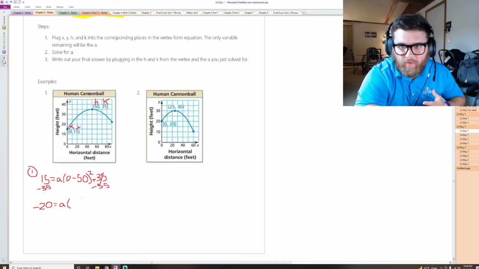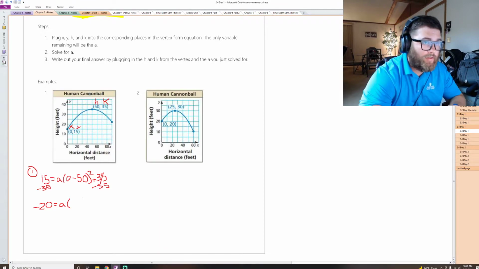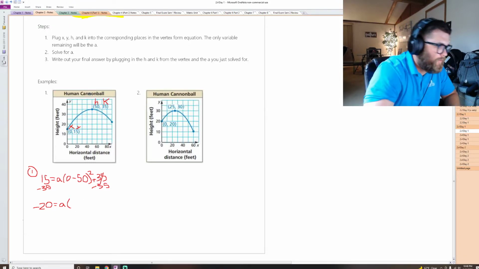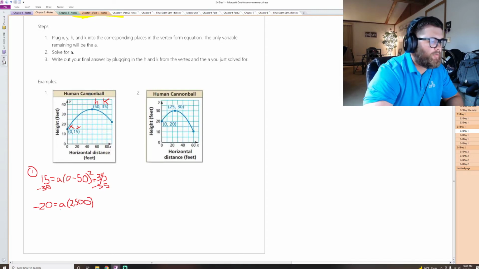What's 5 squared? 25. What's 50 squared? Well, 50 times 50, it's got 2 zeros, so your answer's going to have 2 zeros, so it's 2,500. If I want to solve for a, I just divide by the term that it's getting multiplied by, 2,500.